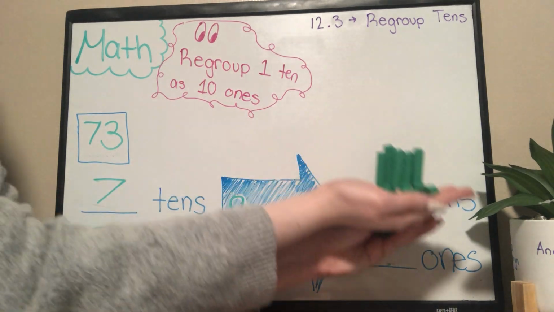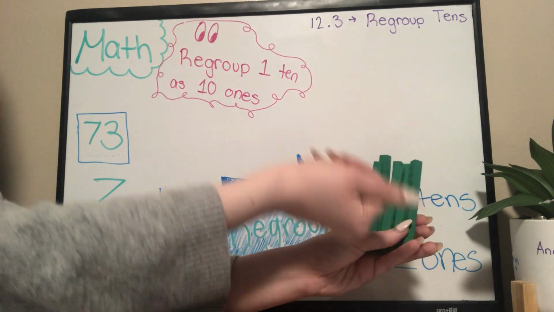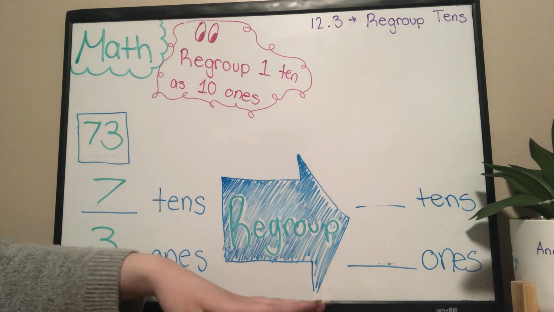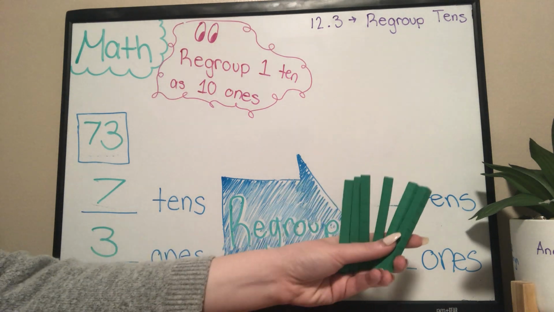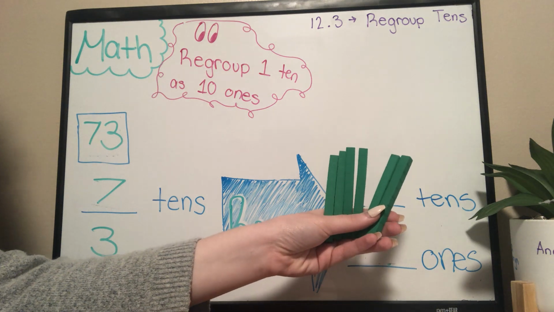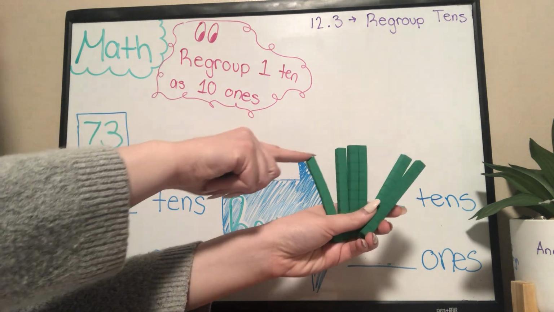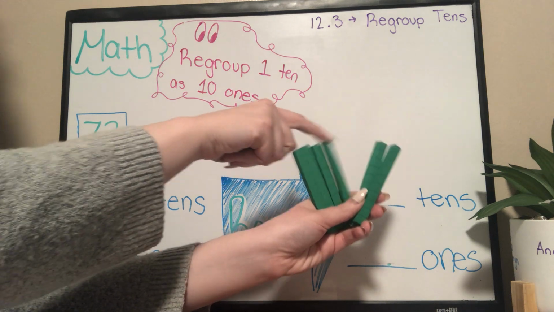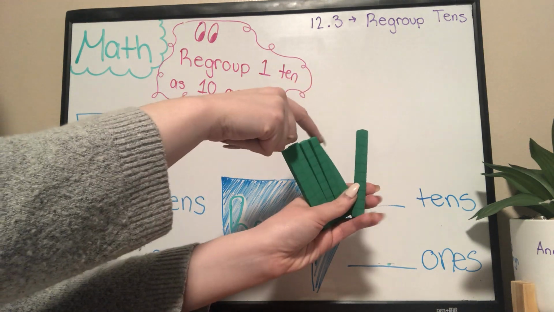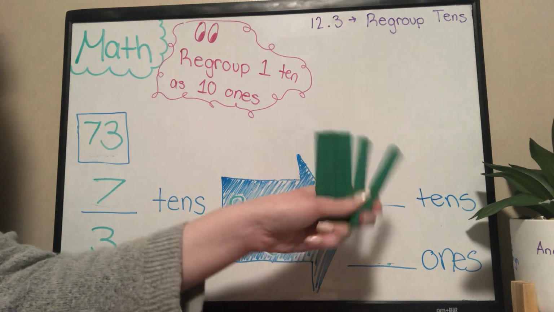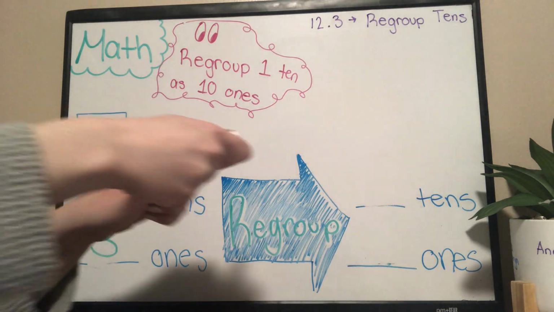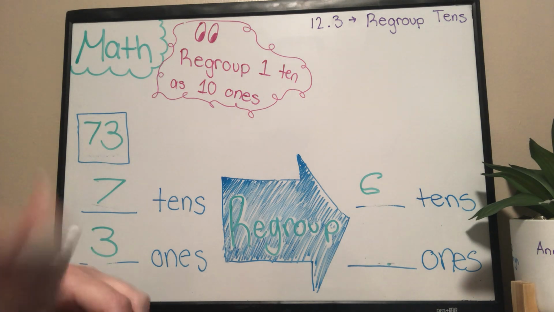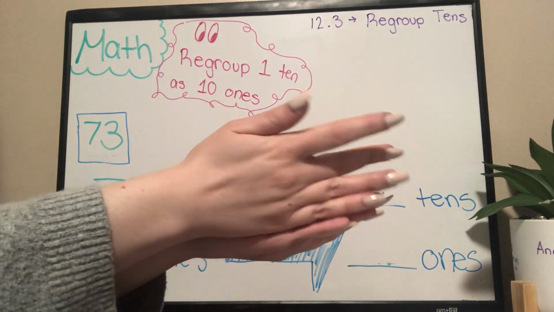And now I'm coming over here. Let me flatten it out a little bit so it's easier to count. Cool. How many tens do I have? 1, 2, 3, 4, 5, 6. I have 6 tens here. So I'm going to go ahead and write 6 tens, and now we have to count all of these ones.